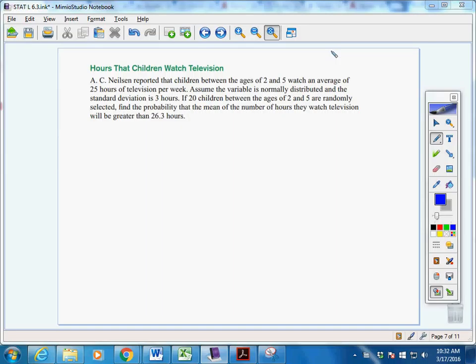So if you look at this example, it says A.C. Nelson reported that children between the ages of 2 and 5 watch an average of 25 hours of television per week. We're going to assume that variable is normally distributed. The standard deviation is 3 hours. Now they're taking a sample of 20 children between those ages. We want to find the probability that the mean of the number of hours they watch television will be greater than 26.3. Start by writing down your formula for your z-value.